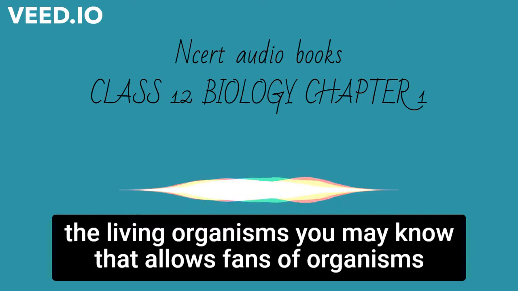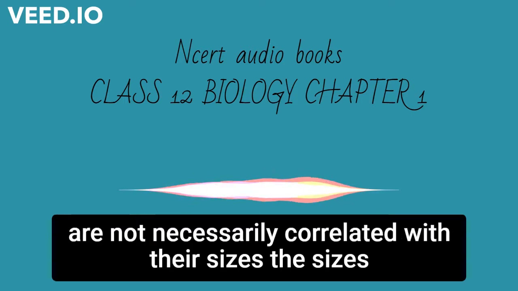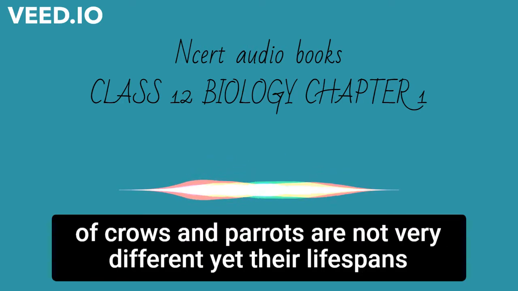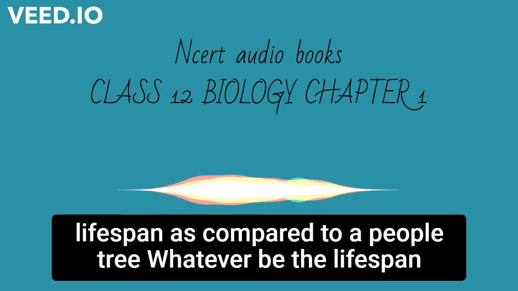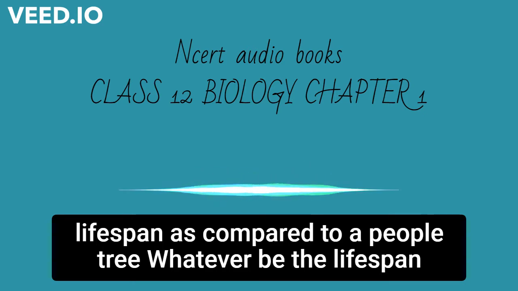You may note that lifespans of organisms are not necessarily correlated with their sizes. The sizes of crows and parrots are not very different, yet their lifespans show a wide difference. Similarly, a mango tree has a much shorter lifespan as compared to a peepal tree.